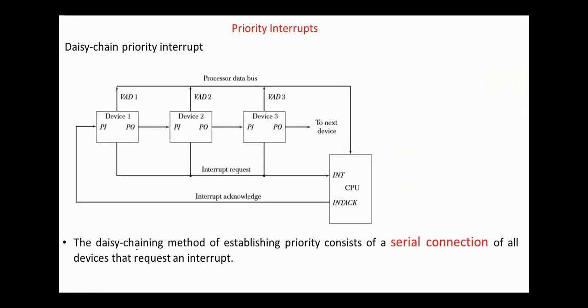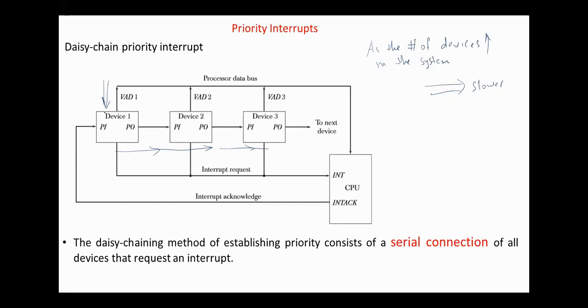In the previous video, we discussed two methods for implementing the priority interrupt: the polling software method and the daisy chain hardware method. The daisy chain method consists of a serial connection of all the devices that request an interrupt. As the number of devices increases in the system, the daisy chain method will be slower since it requires scanning all the devices starting from the highest priority device.